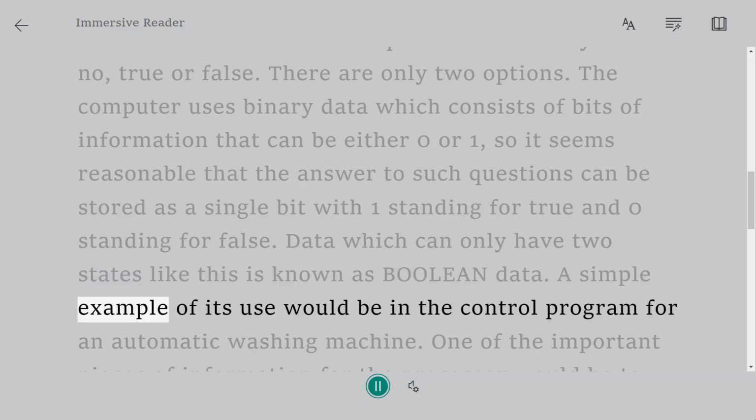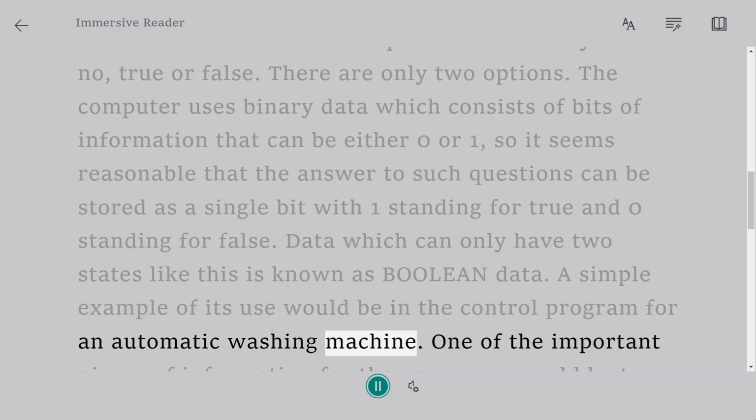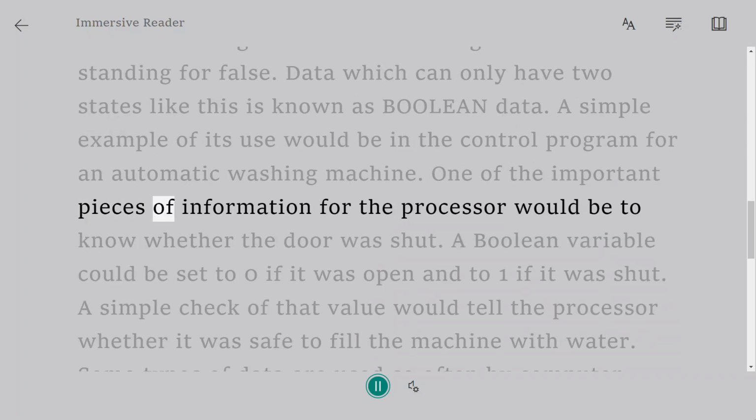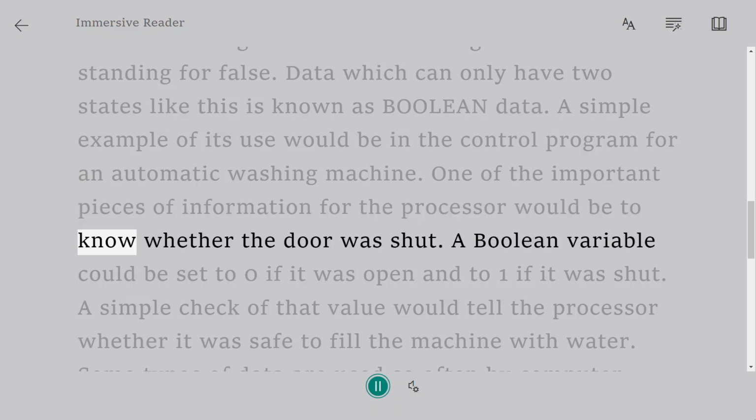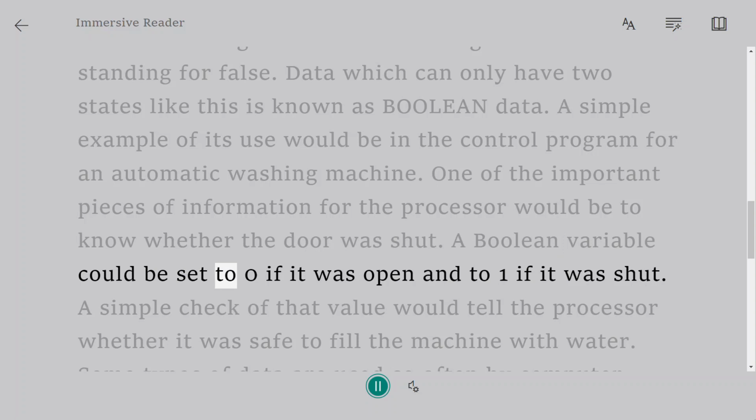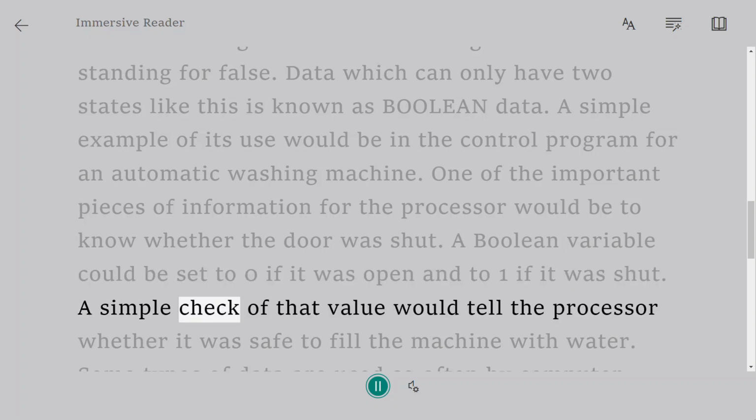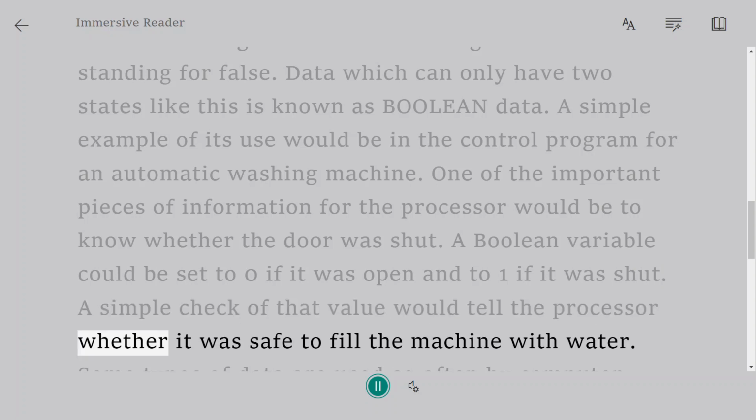A simple example of its use would be in the control program for an automatic washing machine. One of the important pieces of information for the processor would be to know whether the door was shut. A Boolean variable could be set to 0 if it was open and to 1 if it was shut. A simple check of that value would tell the processor whether it was safe to fill the machine with water.